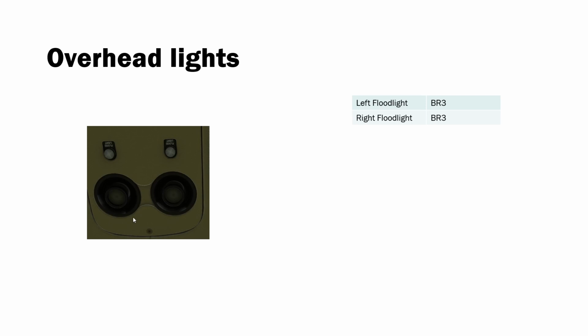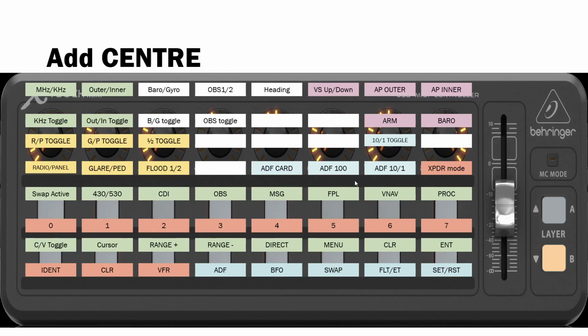And overhead we've got 2 floodlights, so I'm going to use rotary 3 and toggle between them to do the left and the right floodlights which are in the overhead panels. So they will go here. There's my radio panel option, and that one toggles between them, and this one here is for the glare shield and the pedestal, that toggles between them, and floodlights 1 and 2 toggles between them. So that's pretty much the layout that I'm going to be working with on my X-Touch Mini.